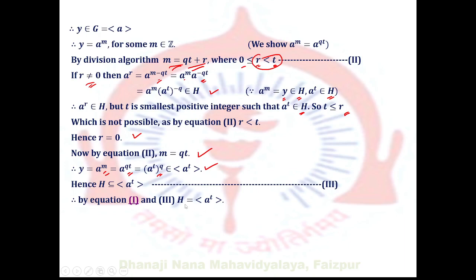So here H is also cyclic. Thus, a subgroup of a cyclic group is cyclic.